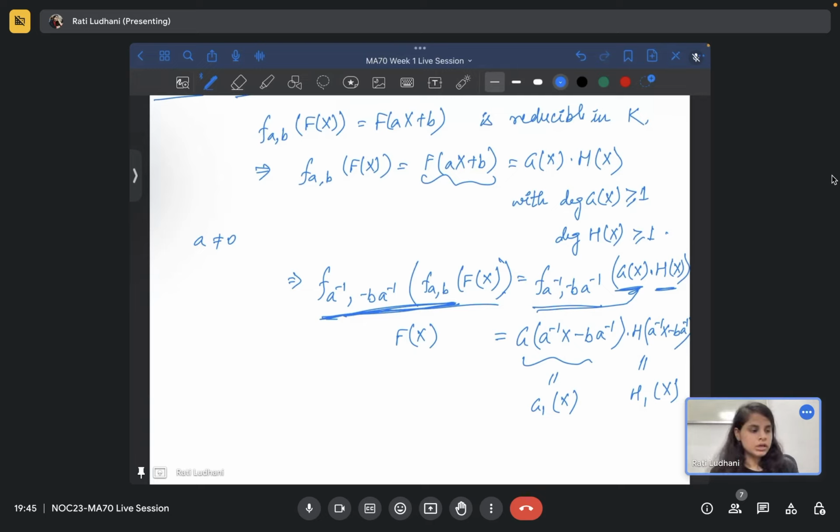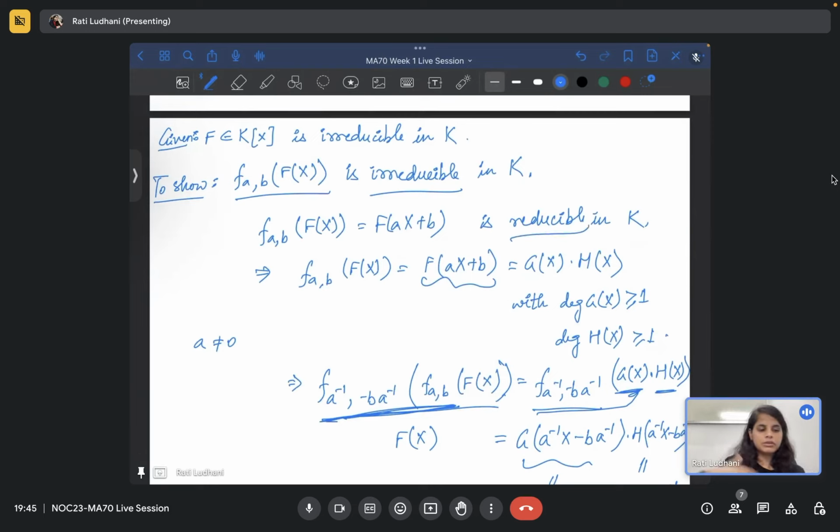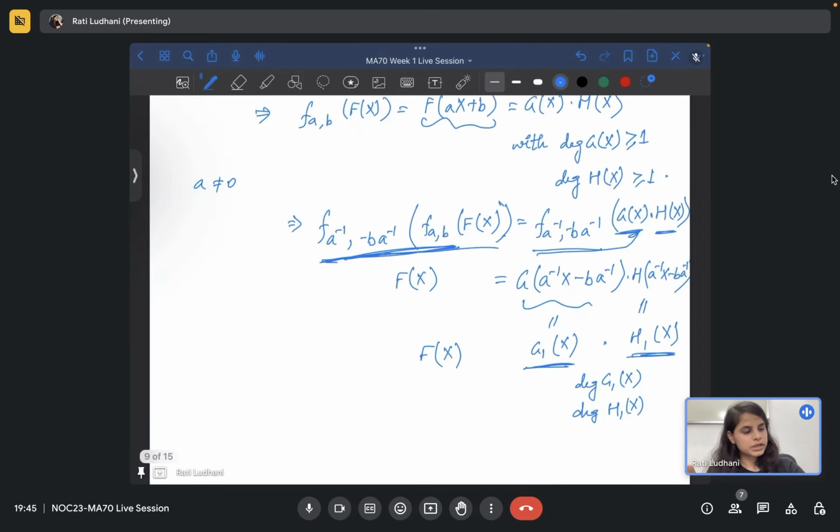Now this will give a contradiction if you can make sure that the degrees of these are bigger than or equal to 1. Then only can you say that this gives a contradiction. What I really mean is, I have assumed that this is reducible. I want to show that if you assume this, then f has to be reducible. And you got something of this kind, f(x) is equal to g1(x) into h1(x).